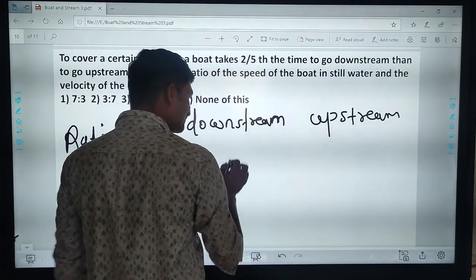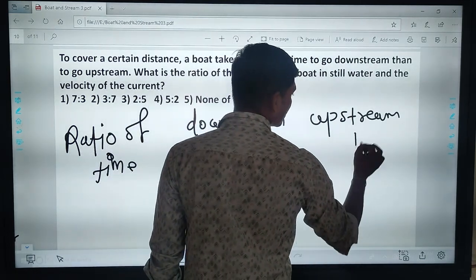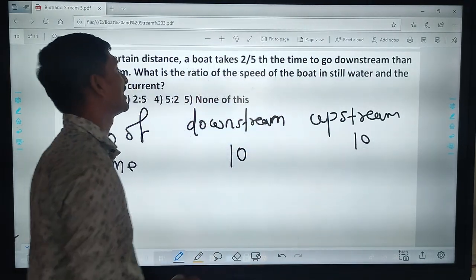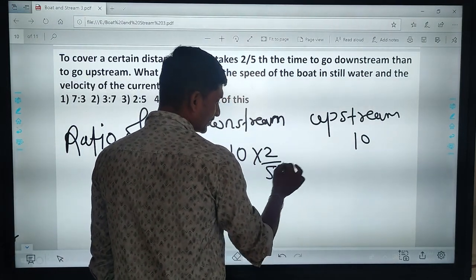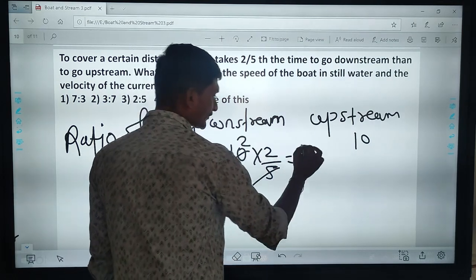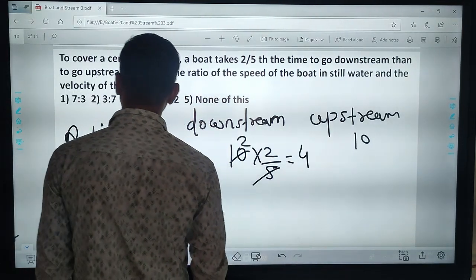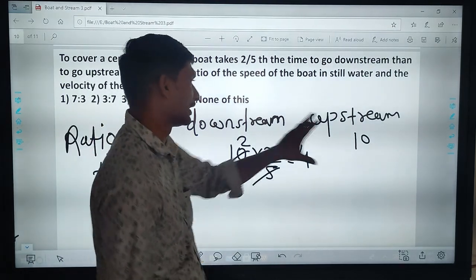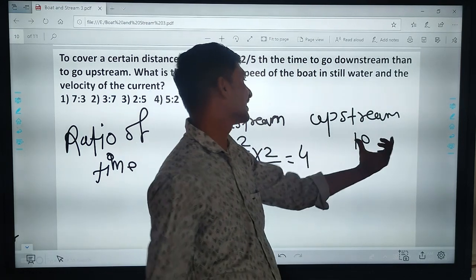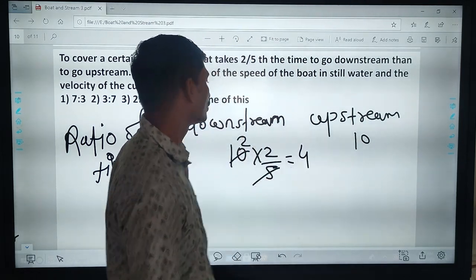Then your upstream time is 10. Then downstream time is 2/5 of that, that is 4. Here upstream time is 10, then downstream time is 10 into 2/5, which is equal to 4.